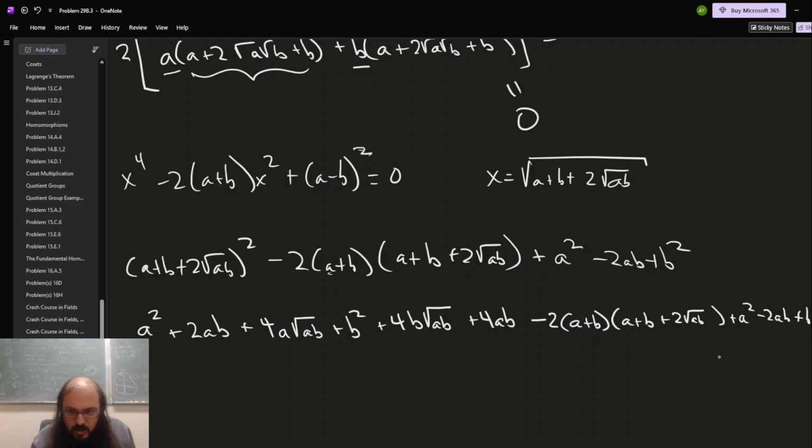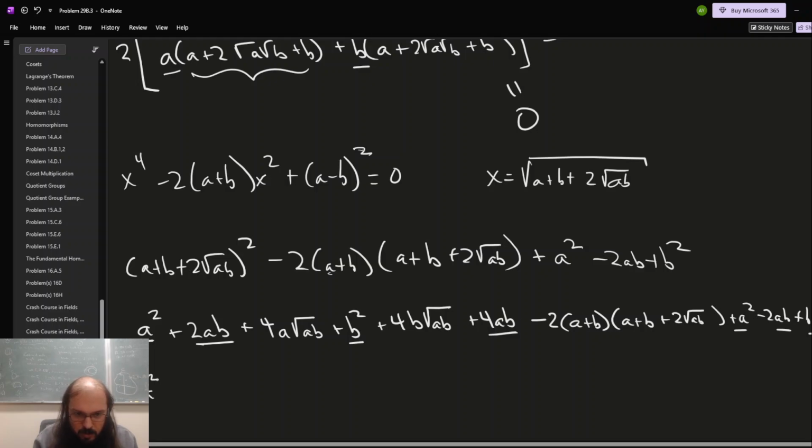And now I think we are safe to once again look for things to collect and possibly cancel. We have a squared and ab's and b squareds. And ab's. Wait, where did this come from? From this thing squared. Okay, never mind, it's fine. And then all of these things, a squareds, ab's, and b squareds. So how many a squareds are there? A squared, and then over here, another a squared. So I have 2a squared.